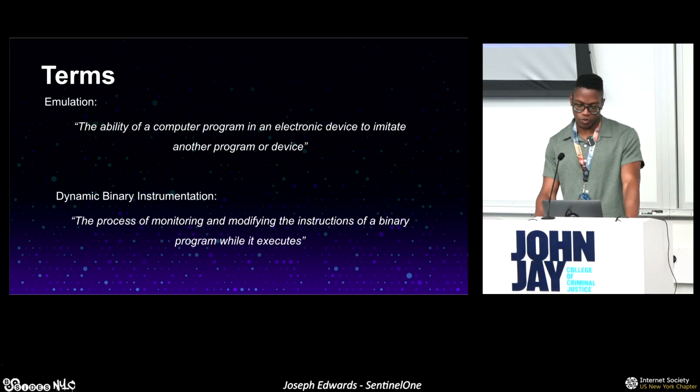There's also dynamic binary instrumentation, basically the process of being able to modify a program's instructions as it's executing. This can be really useful if you're trying to remove any obstacles to your analysis on the fly, or you're trying to remove detections, or you're just trying to monitor the behavior at a very deep level.